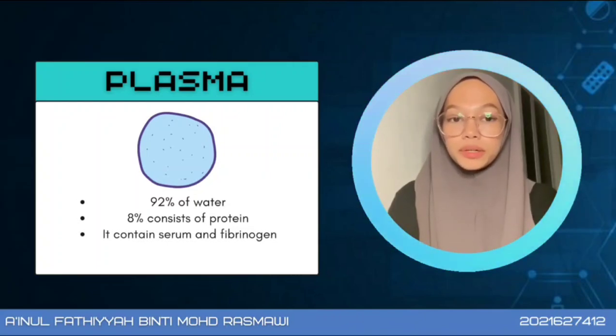Plasma is 92% water. The remaining 8% consists mainly of protein, including the clotting proteins. There are two components of plasma. Number one is serum. Serum is plasma fluid after the blood cells and the clotting proteins have been removed. Number two is fibrinogen. Fibrinogen and prothrombin are the clotting proteins found in plasma. They have an important role.